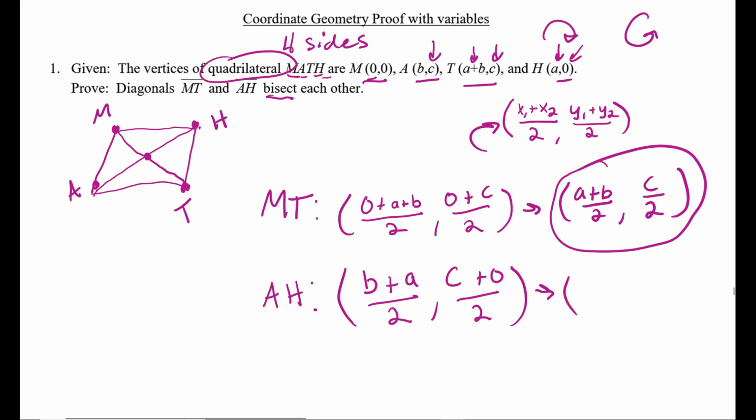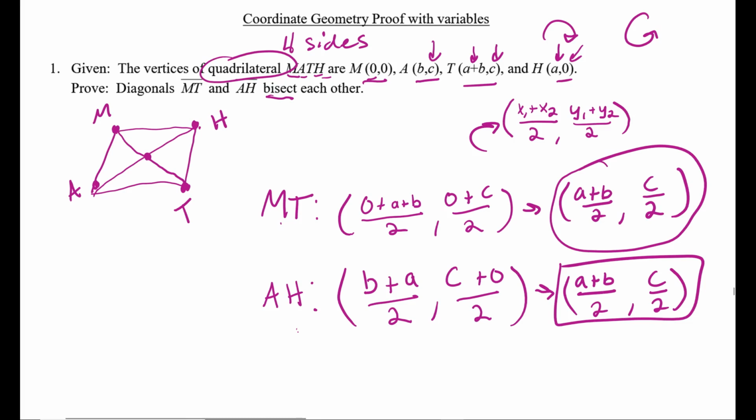Again, if I rewrite that, I'm trying to get it to look like MT's midpoint. b plus a is the same as a plus b. Remember, addition is commutative. And c plus 0 is the same as c. So I could just have c as the numerator there. So if I'm looking at these two midpoints, the x-coordinate is a plus b over 2 for both of them, and the y-coordinate is c over 2 for both of them. So if I want to prove that these diagonals do bisect each other, this is enough work to justify that.